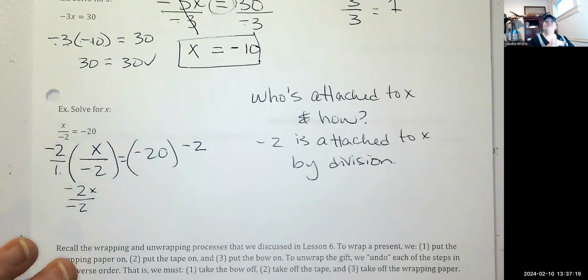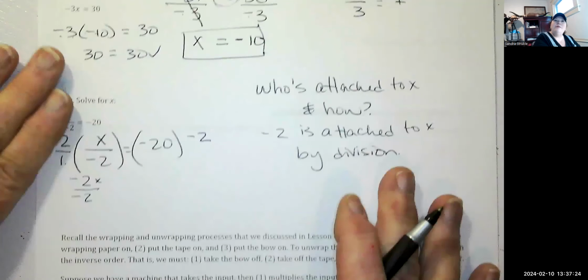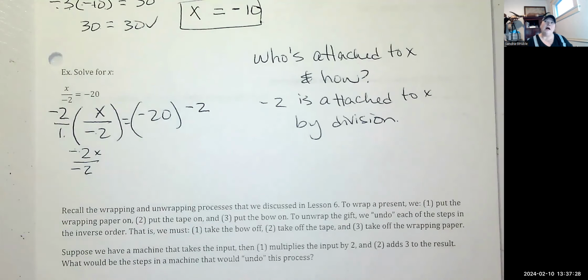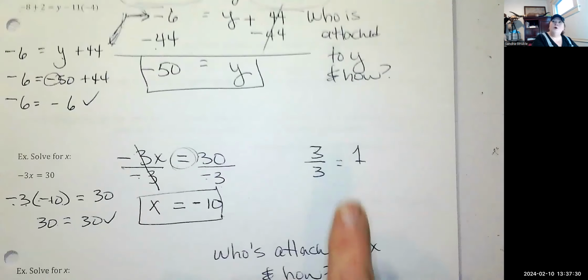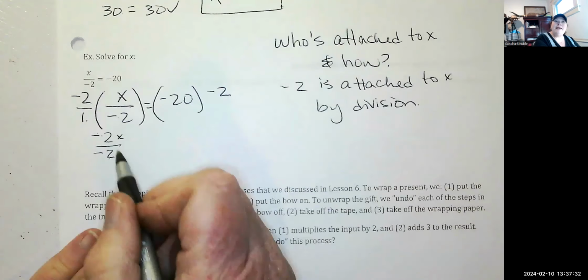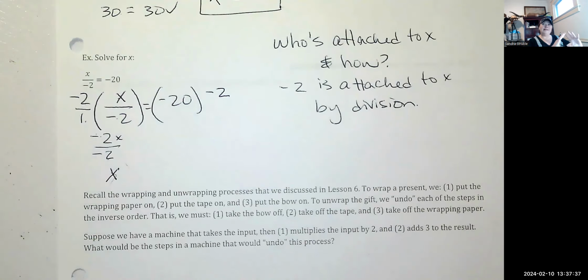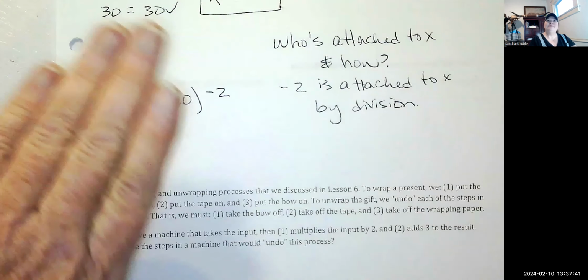The reason I'm multiplying this is to show you, and I'm only doing the left side right now, that negative 2 divided by negative 2, anything divided by itself, is 1. So now we have 1x, which is exactly what we want on that side. We want an x all by itself, okay? So that's my left side.